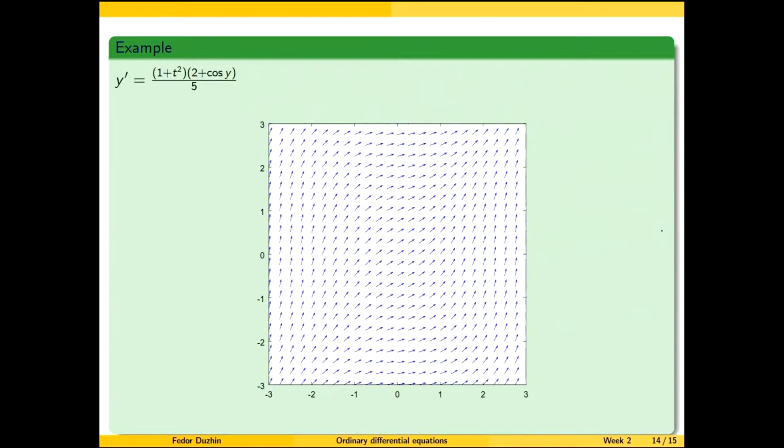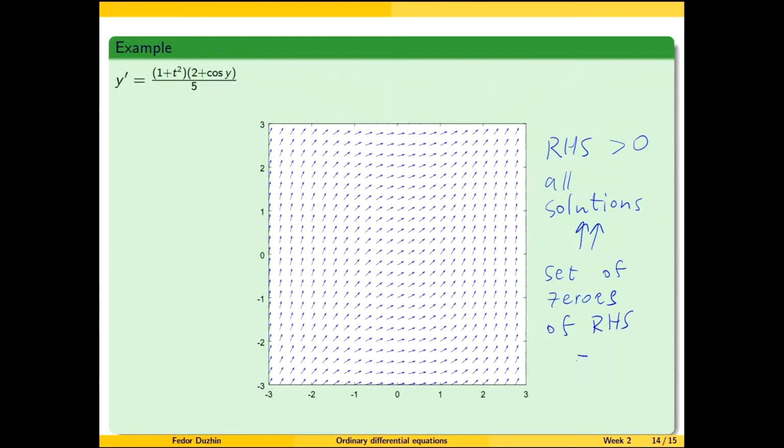Okay, here we see that all arrows point kind of upward, right? So by looking at the direction field, we see that the right hand side of our differential equation is positive for all values of t and y, right? So it means that all solutions are increasing functions, denoted by this double arrow. But that's all really that we can see. So the set of zeros of the right hand side is just empty.